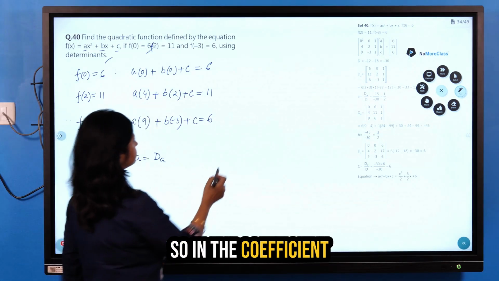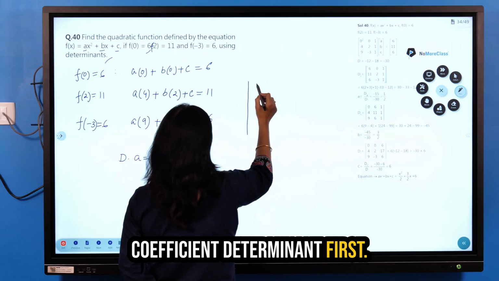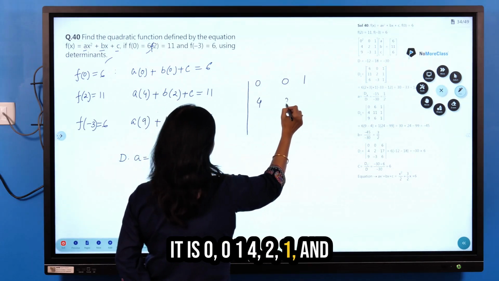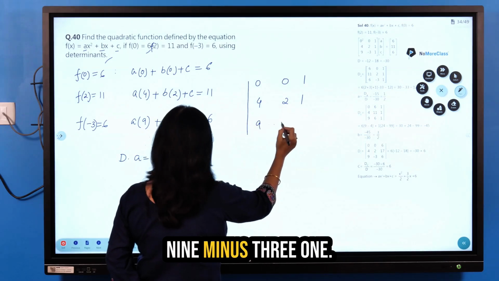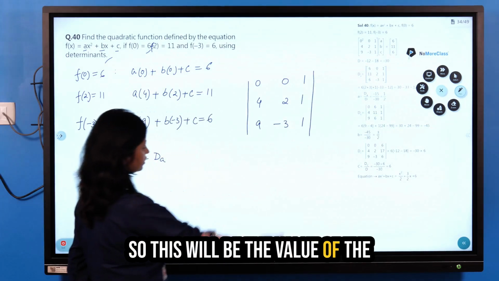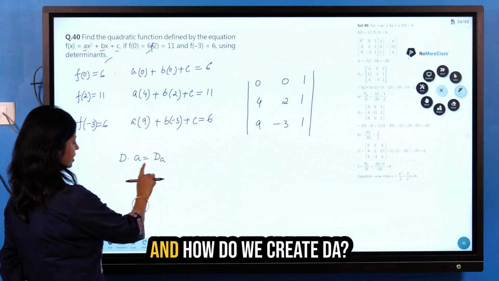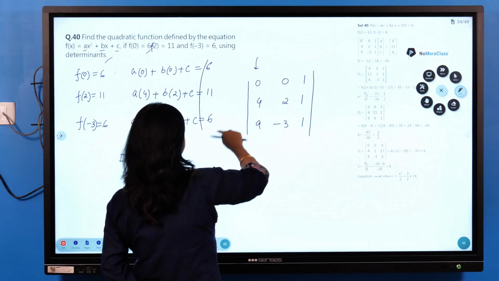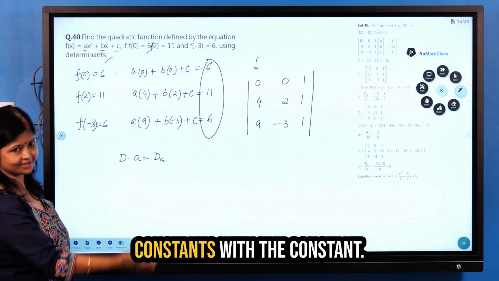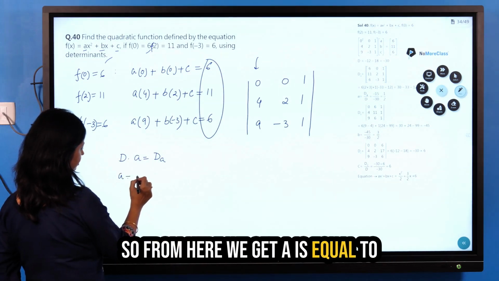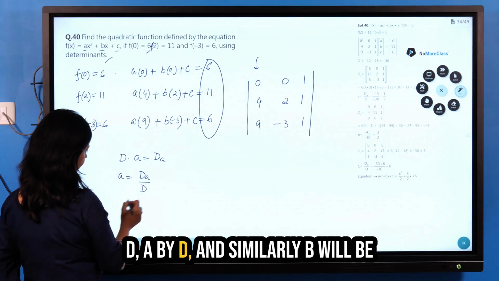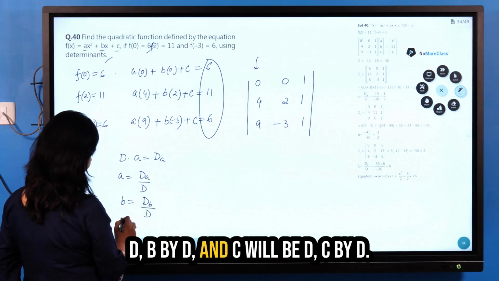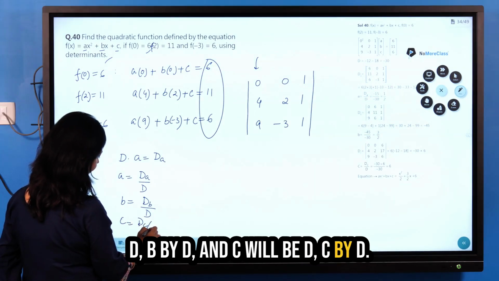In the coefficient determinant, let's write it first. It is 0, 0, 1, 4, 2, 1, and 9, -3, 1. So this will be the value of the coefficient determinant. And how do we create D_a? We replace the a column with the constants. So from here we get a is equal to D_a by D, and similarly b will be D_b by D, and c will be D_c by D.